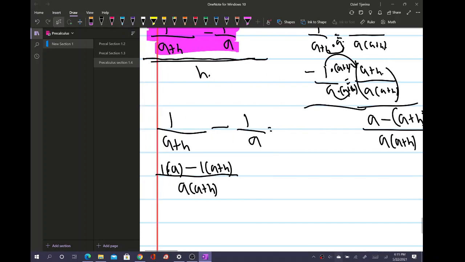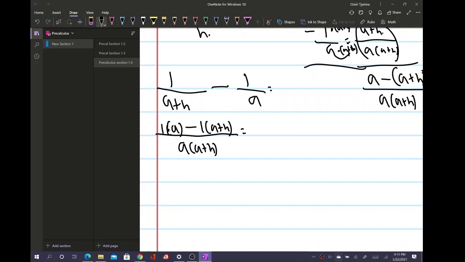Now, in cross multiplication, you would do cross multiplication, and then you would just go ahead and work out the top and bottom. You can say a minus a minus h over a times a plus h. This is why I like cross multiplication better, because it's a lot faster, okay?